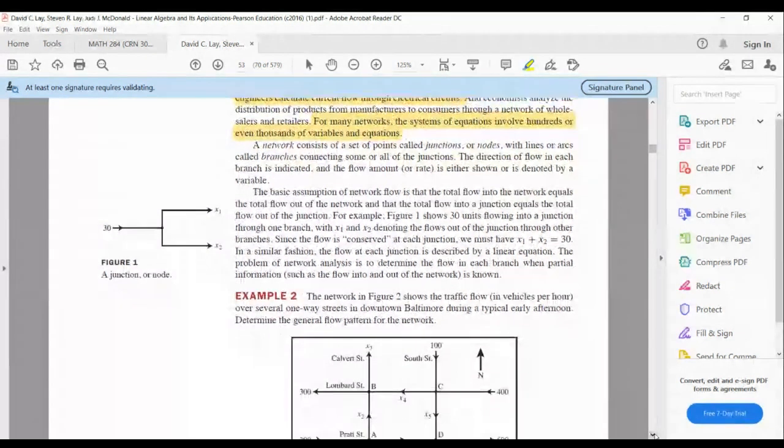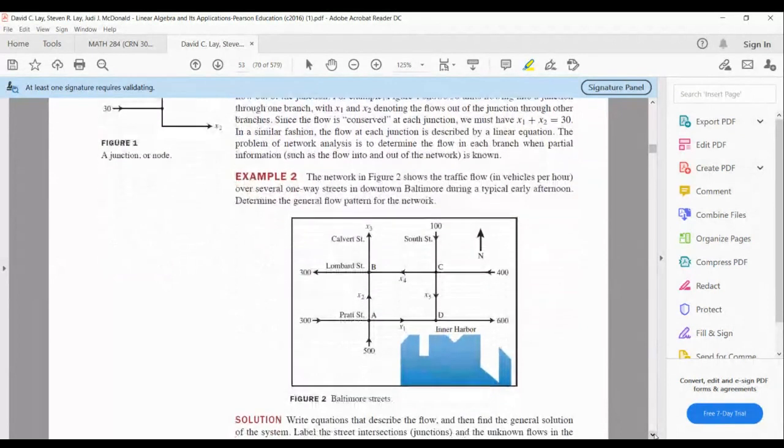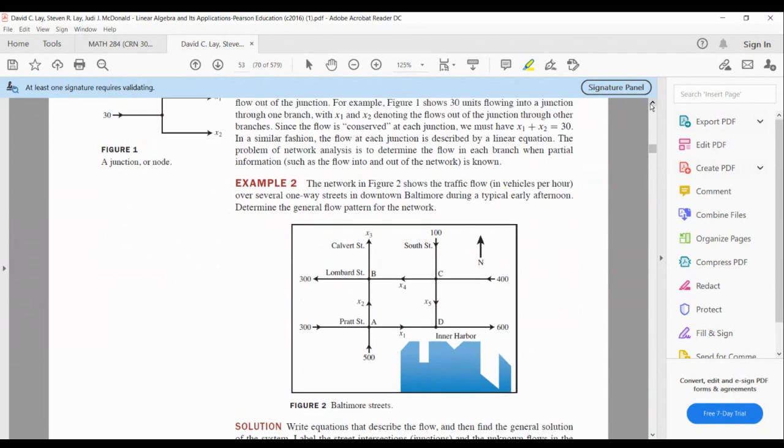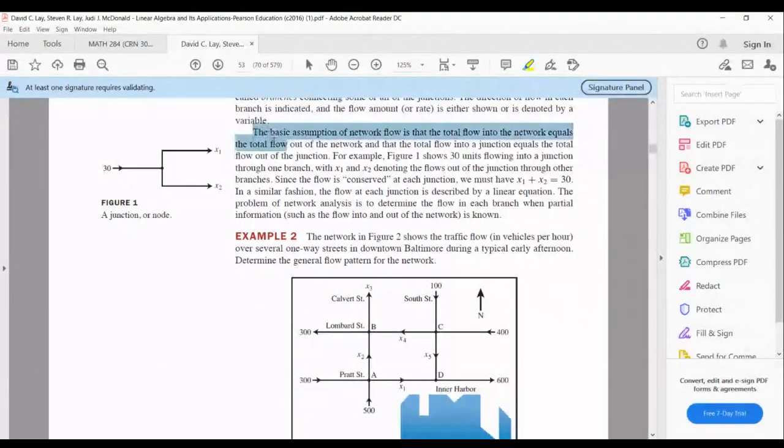So what we're going to do is look at a smaller example, like this example 2. This deals with Baltimore streets. The basic assumption of network flow is that the total flow into the network equals the total flow out of the network. In other words, you don't want jam ups or congestion, so you want things to run smoothly, so to speak.